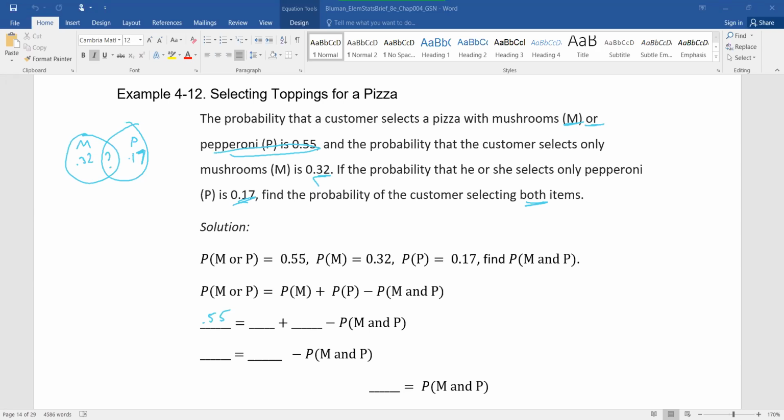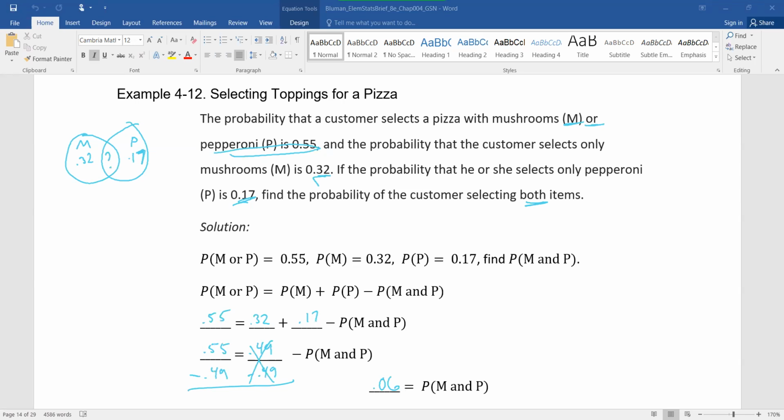The mushrooms here is 0.32. The pepperoni was 0.17. And we're trying to figure out what that mystery number is for mushrooms and pepperonis. Then we just do some math. What's 0.32 plus 0.17? 0.49. And then what would you do next to solve this? Very good. What is 0.55 minus 0.49? 0.06. So that means you have a probability of 6% of your people that would get mushrooms and pepperoni.